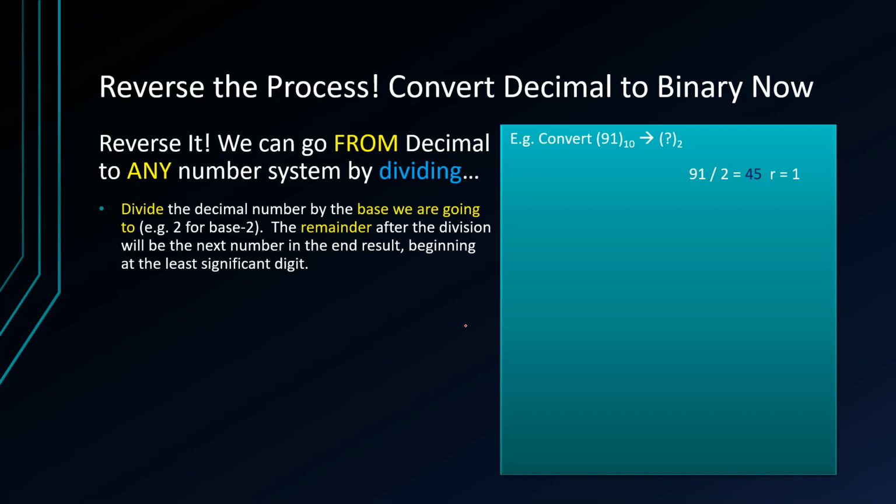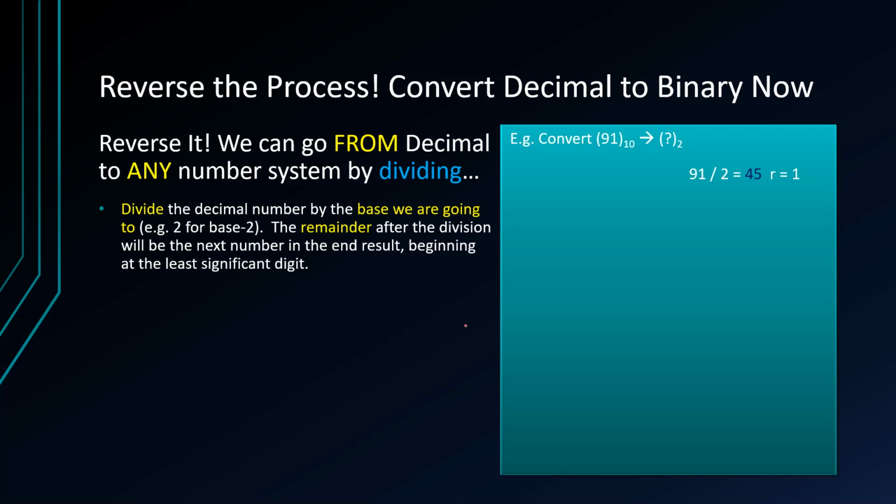So reading the next part of that sentence. It says, divide the decimal number by the base we are going to. The remainder after the division will be the next number in our end result. So that 1 is going to be the first number in our final answer. So every time we get another number, we're going to place it to the left of that number. It's always going to go from right to left. Okay?